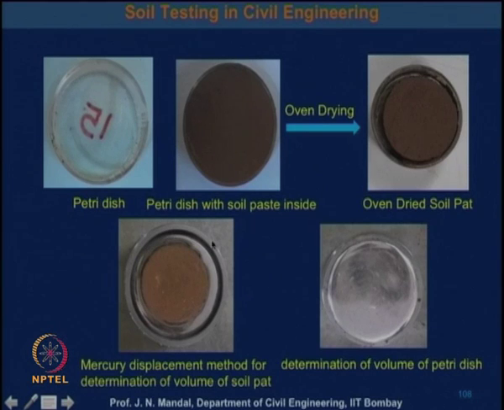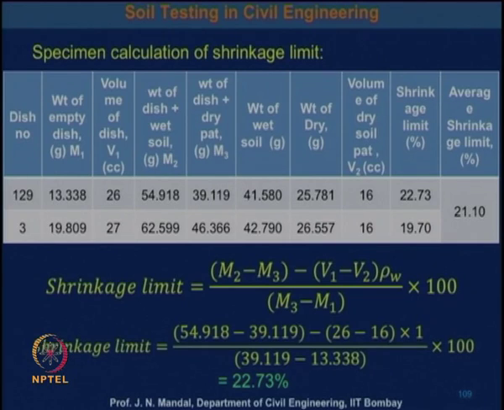Then this oven-dried soil pat you have to place in the mercury displacement method for the determination of the volume of the soil pat, and then you determine the volume of the petri dish. So, I can now show you how the specimen calculation can be done.